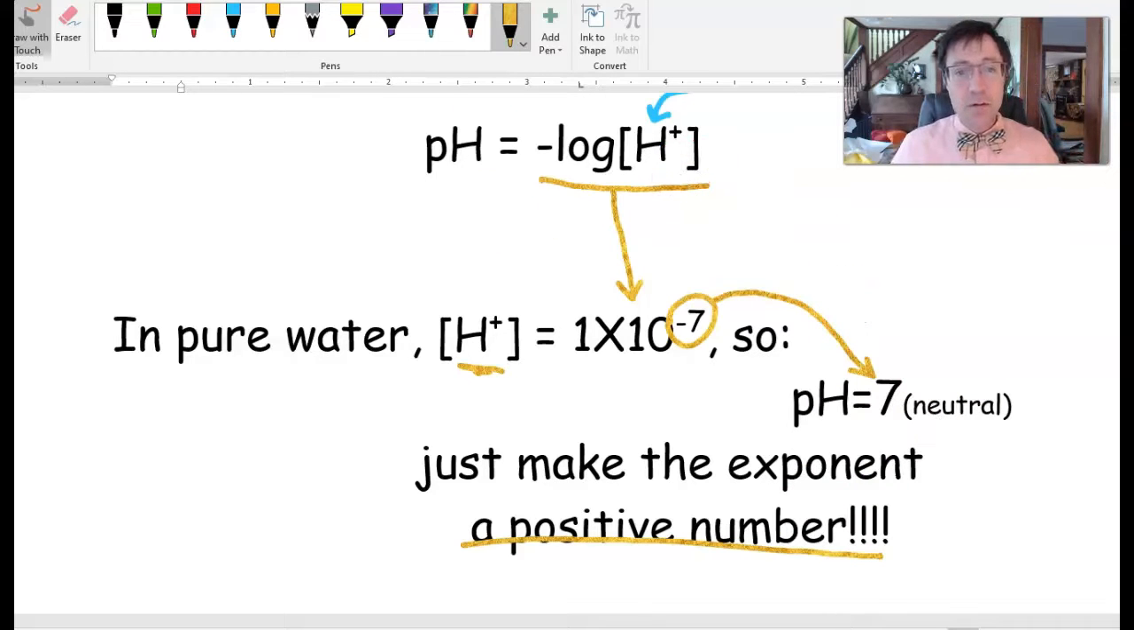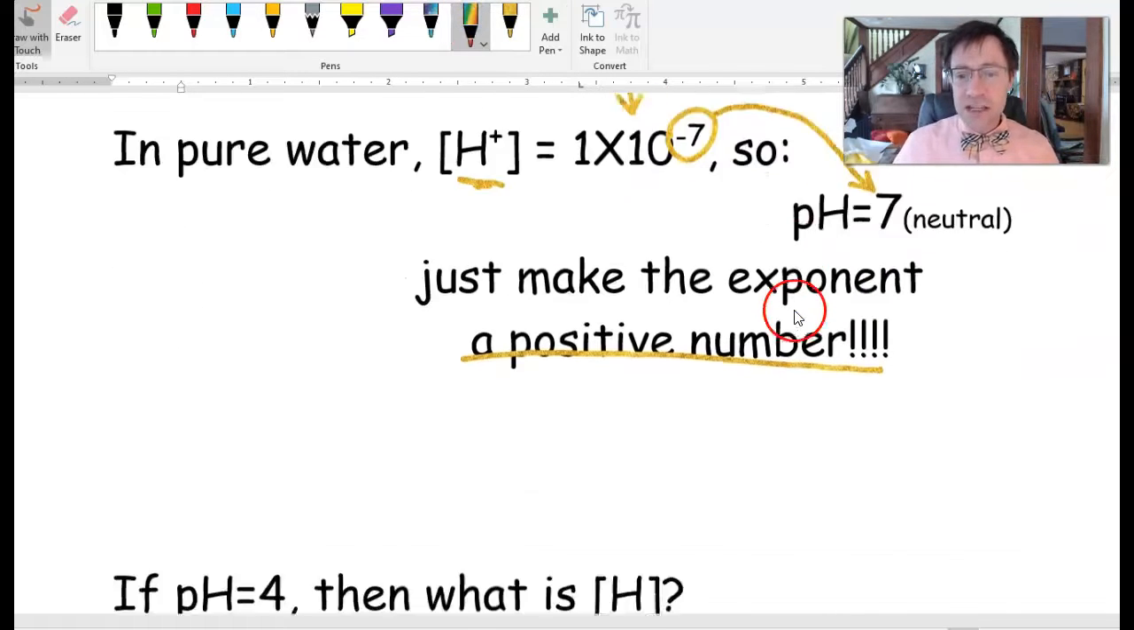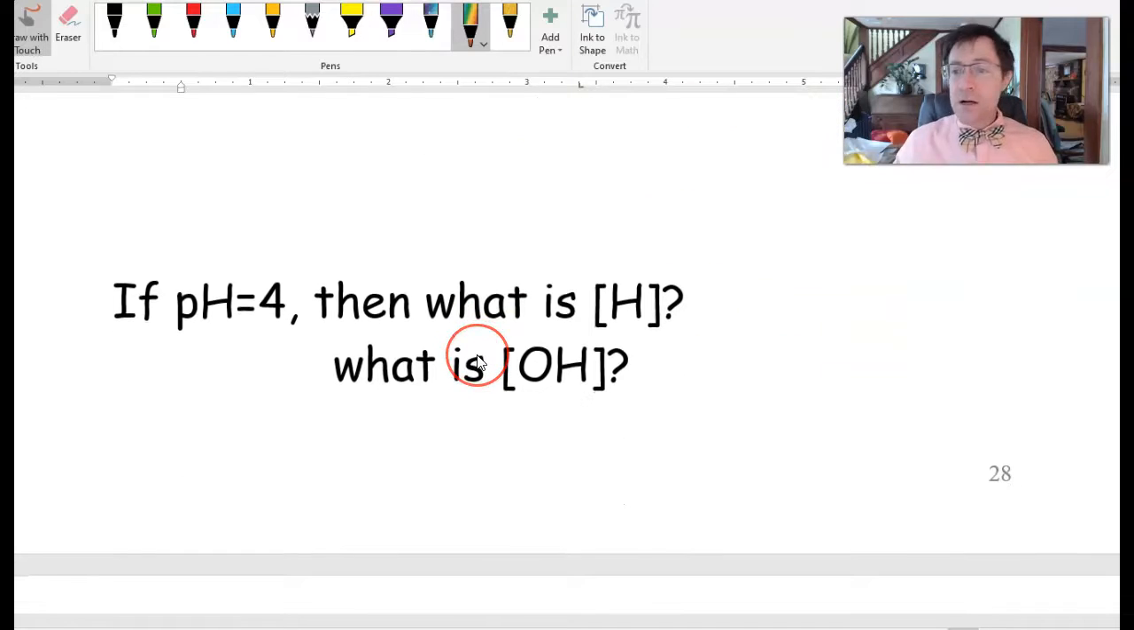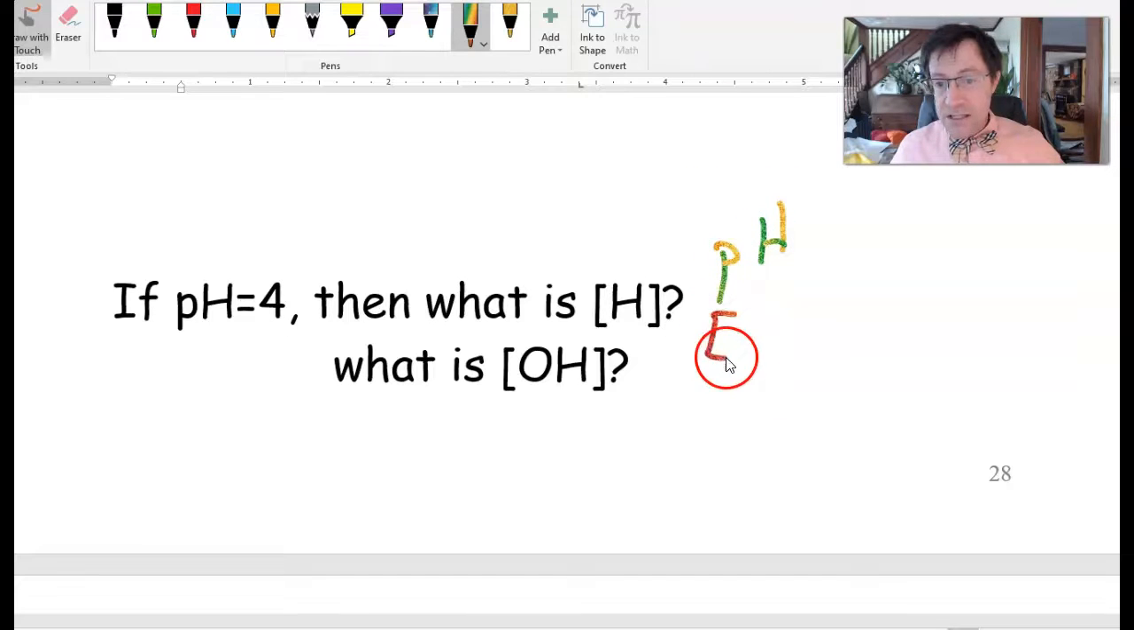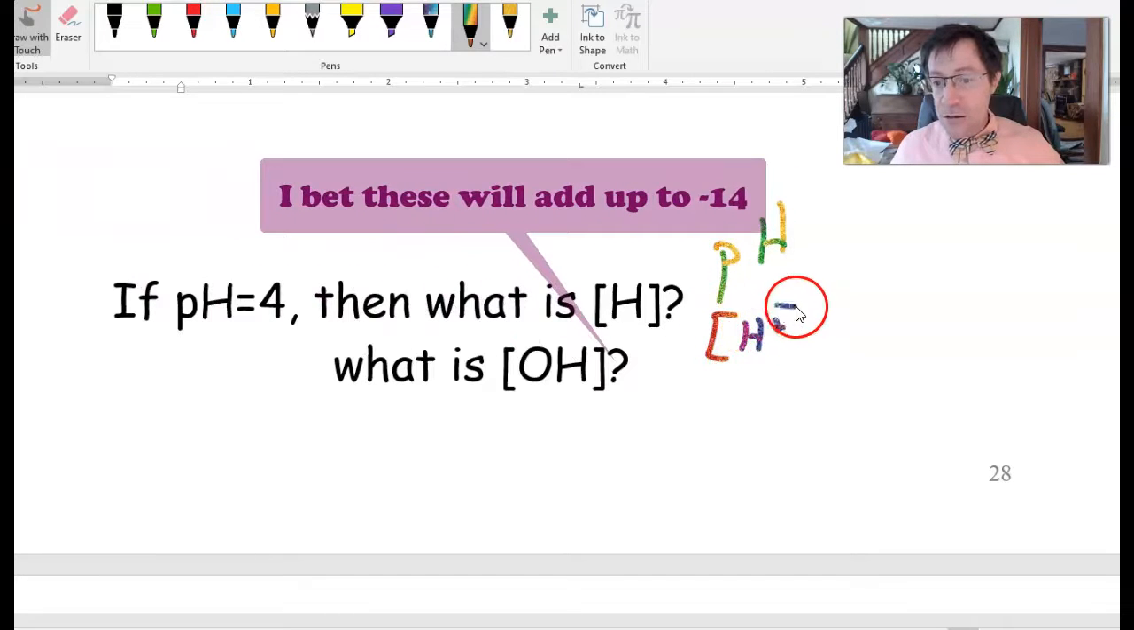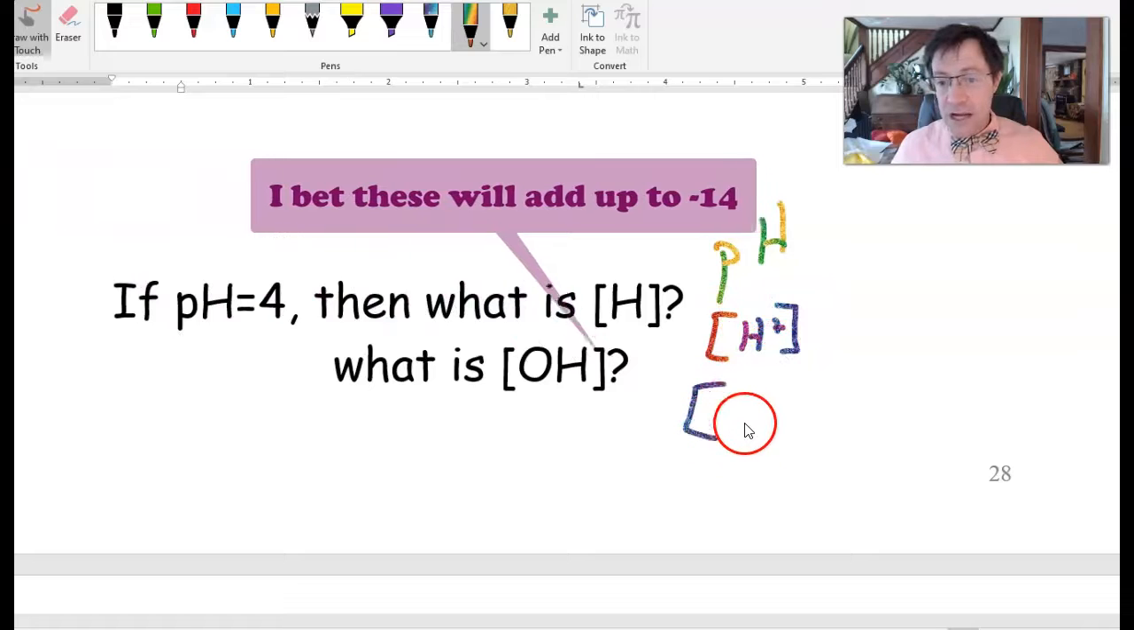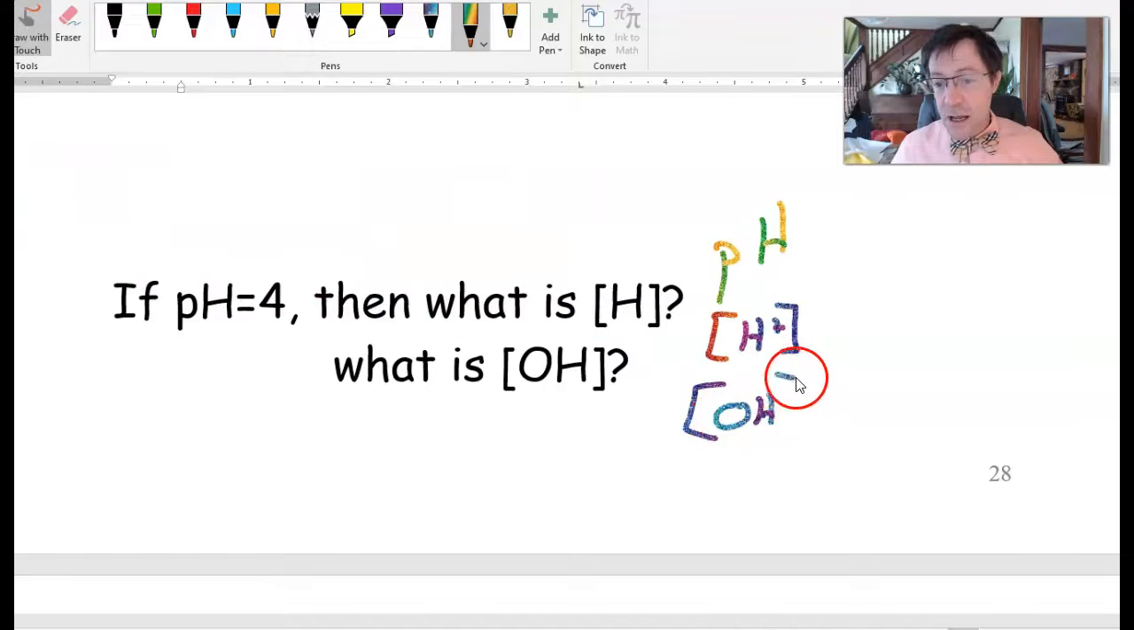Except, of course, there's more that you have to keep in mind. So here's the deal. Three things are totally interrelated with each other. One thing is the pH. The other is the concentration of your hydrogen ion. And the third thing is the concentration of your hydroxide ion. Right? So the pH and hydrogen ion concentration are locked into each other because one is derived from the other.